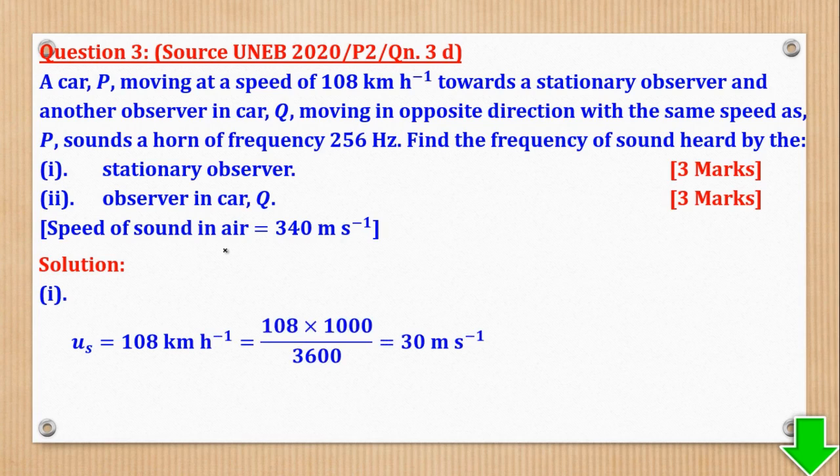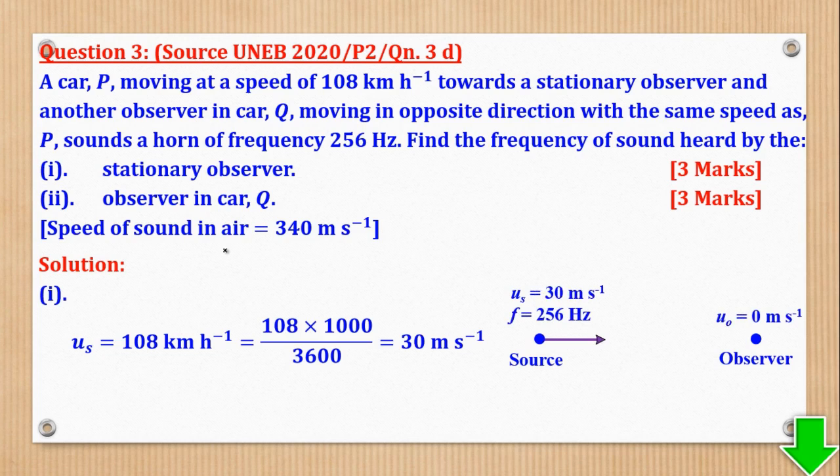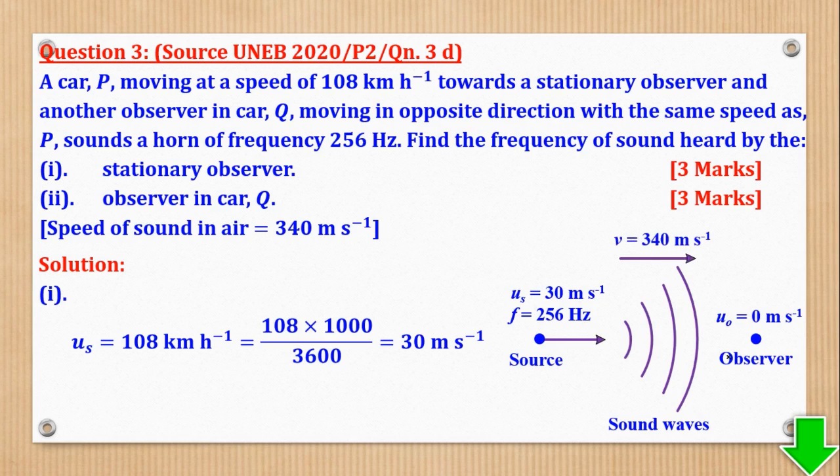First of all, we shall convert the kilometers per hour to meters per second. Then we shall make our sketch. Now these sketches I'm making, it is not a must to make them as long as you are aware of the formula which you are supposed to use. So it is okay to use them or okay not to use them. I'll draw the sound waves in the direction towards the observer. That means the apparent frequency will increase, meaning numerator is maximum, denominator is minimum, and that is why there is a minus in the denominator.